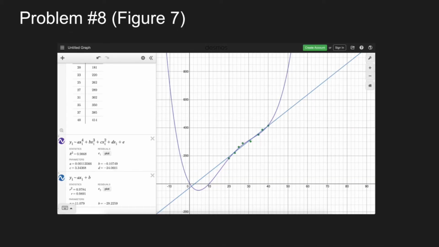So now moving on to problem number 8 and figure 7. For question 8, we had to enter the data points into an Excel sheet where t equals 0, and explain the physical interpretation of this value.